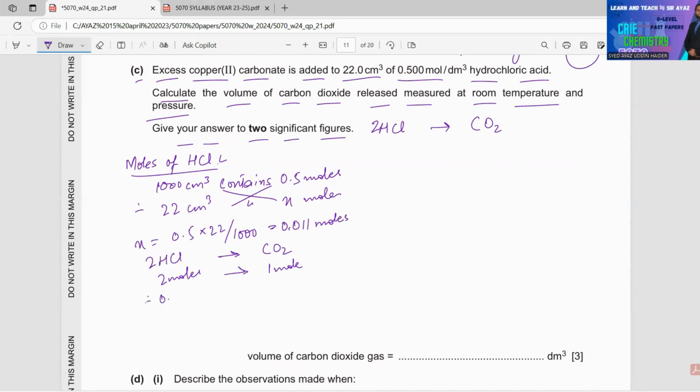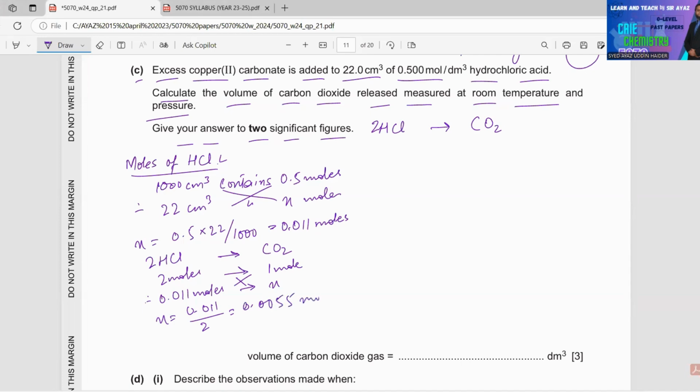Therefore, 0.011 moles give X moles of carbon dioxide. Do the cross multiplication and you will get X equal to 0.011 divided by 2. So 0.011 divided by 2, we will get 0.0055 moles.